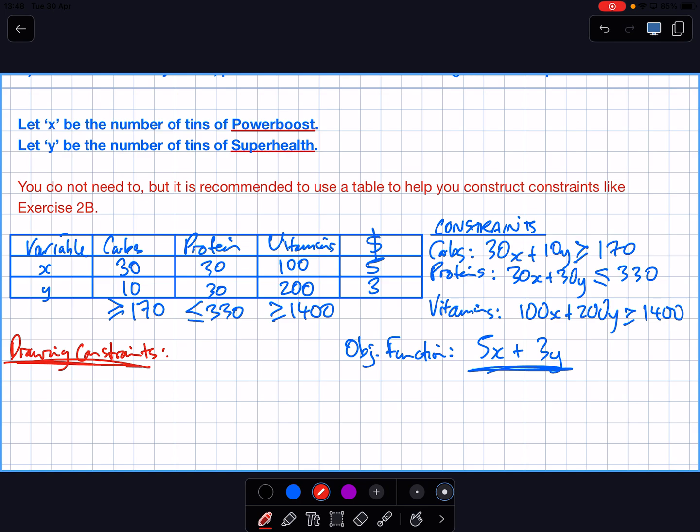Hopefully you see you could have got those constraints just from reading it, but the table makes it neat. If you do it in the table, what are my constraints? Read down, read down, read down.